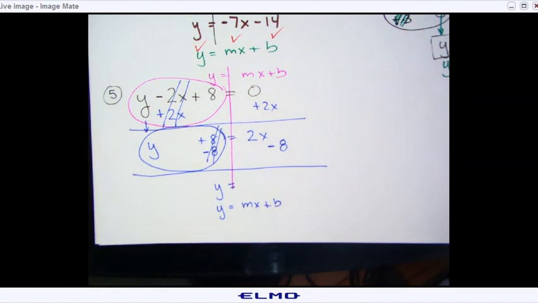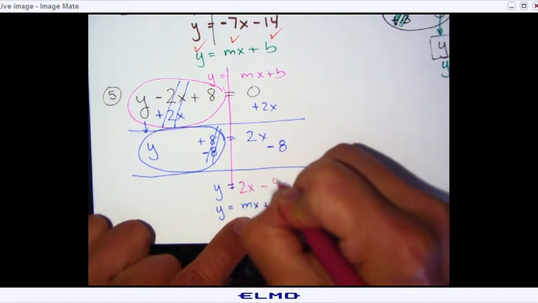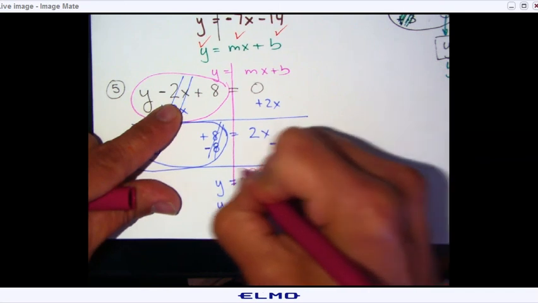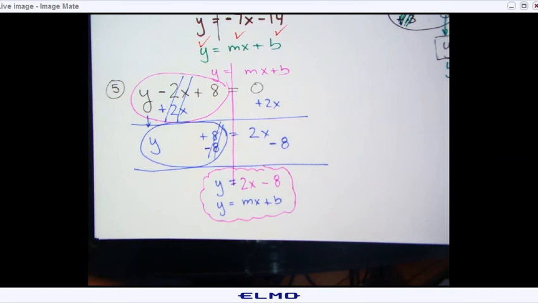So which one goes first? Yeah, the 2x. The 2x, because it's going to be in this format, minus 8. All right? So far, so good? Yes? You guys getting it?